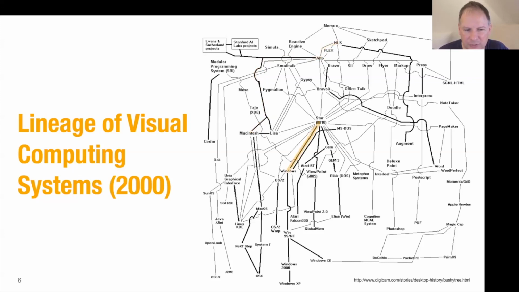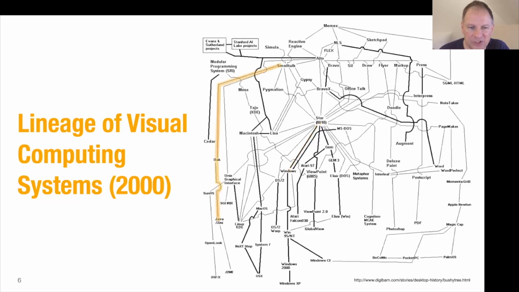You can see the Star is kind of in the middle of this thing, has lots of ingoing and outgoing connections. So it really combined a lot of influences in one coherent system. And it in turn influenced a lot of others. And you can see Windows inherited a lot of things from the Star. In fact, some applications made it over there. I'll talk about this in a second.